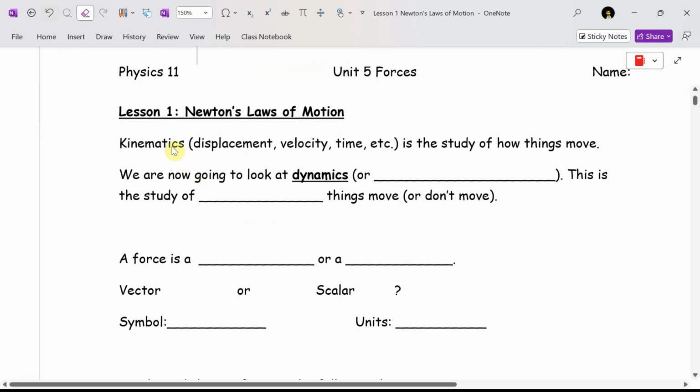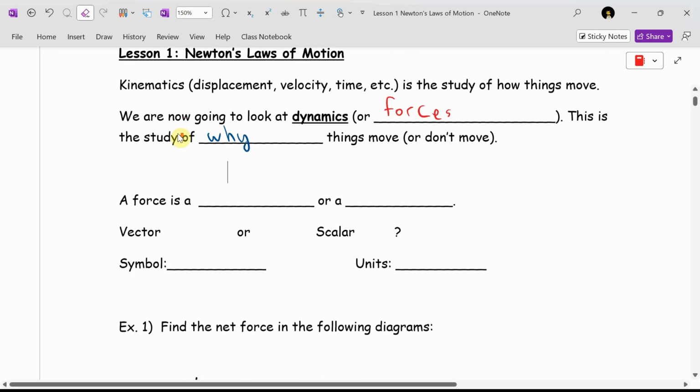It says this. Kinematics, which was displacement, velocity, v initial, vf, time, etc., that was the study of how things move. We're now going to look at dynamics. Dynamics is the fancy word for forces. And forces is the study of why things move or don't move. We need to start out with a definition of what a force is.